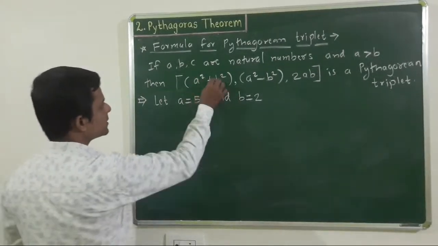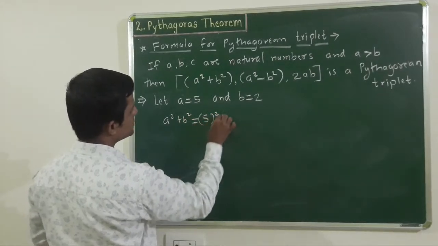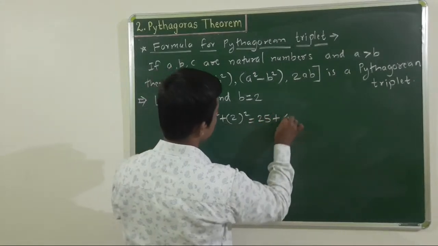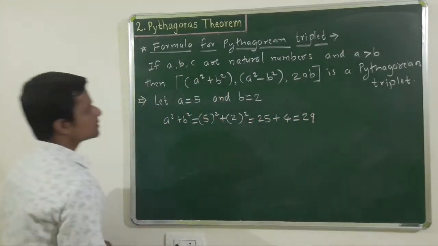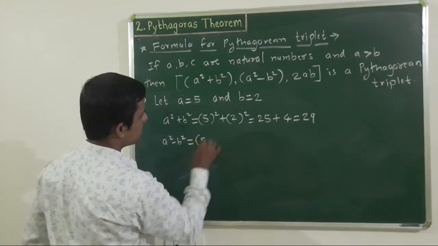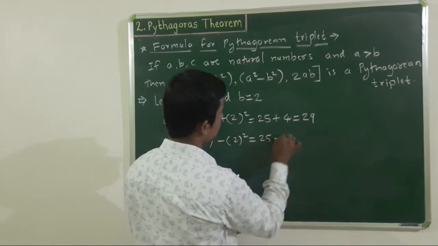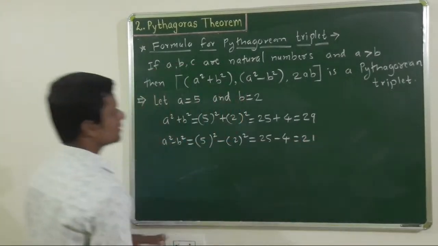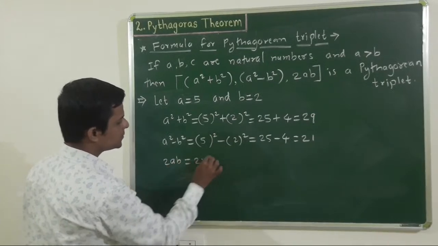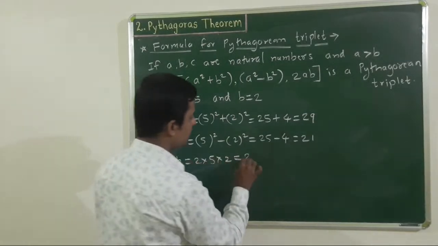Now the first term will become a square plus b square, that is 5 square plus 2 square, that is 25 plus 4, which is 29. The second term is a square minus b square, that is 5 square minus 2 square, that is 25 minus 4, that is 21. And the third term is 2ab, that is 2 into 5 into 2, that is 20.